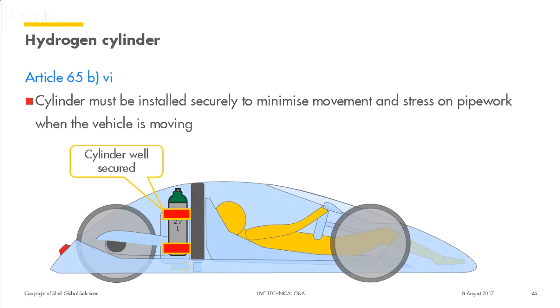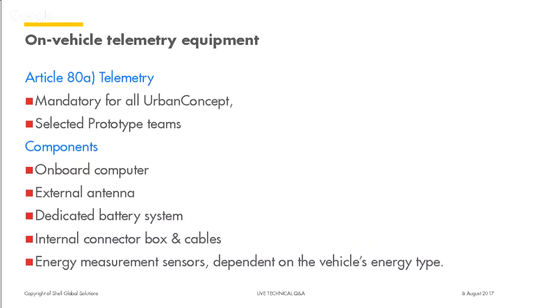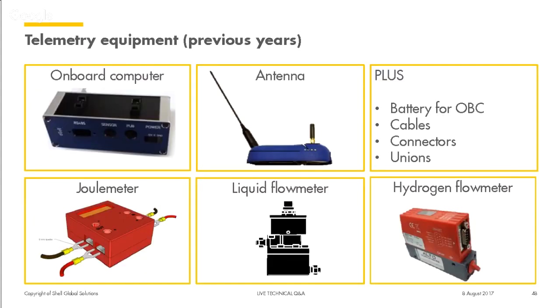For urban concepts, the telemetry equipment will be installed for all of them as per 2017. That comprises urban onboard computers, antennas, batteries, connector box, and sensors. So this next slide shows the typical stuff that we have in 2017. It may be different in 2018, but just to give you some idea, this is what we have for this year. The big difference is next year, we will provide the battery for the onboard computer. So there's no need for teams to provide a DC to DC converter.